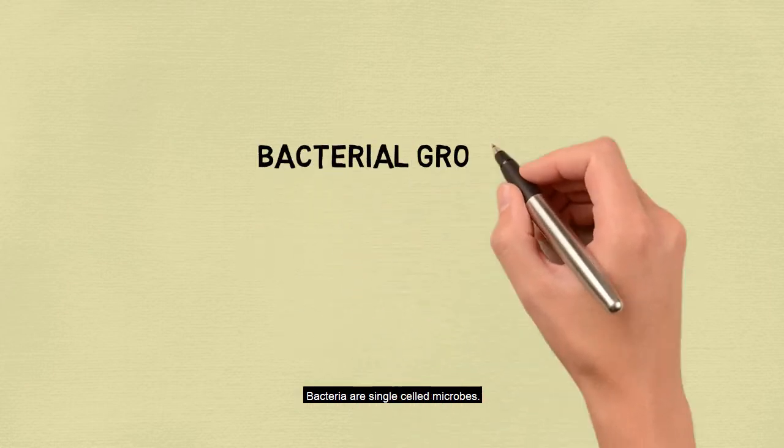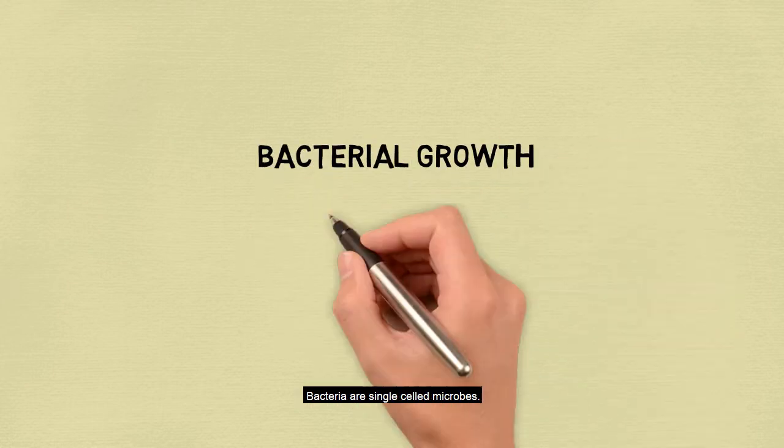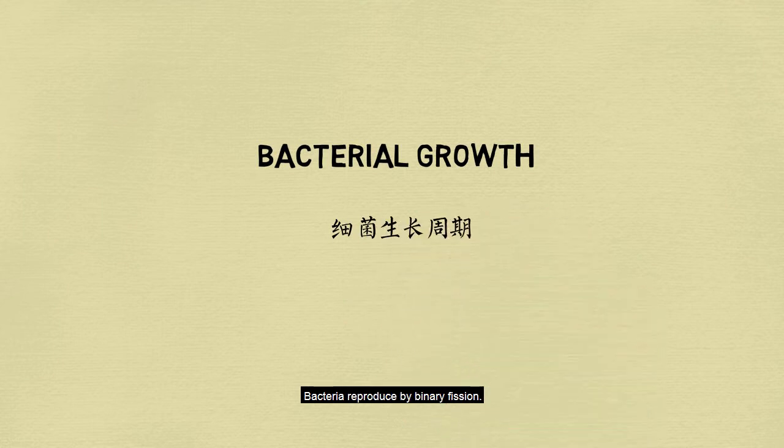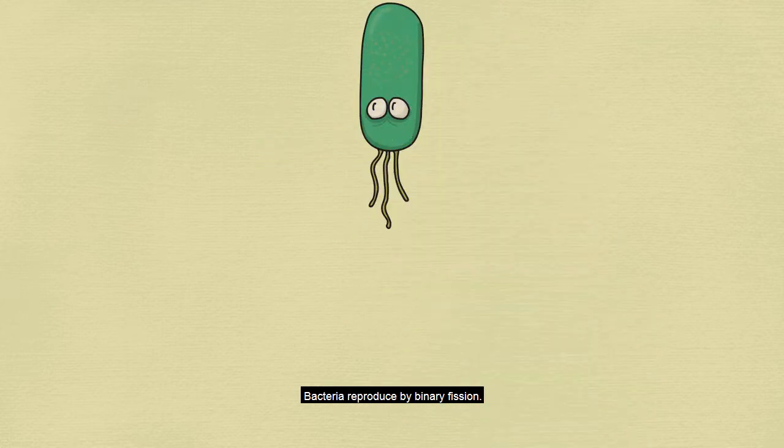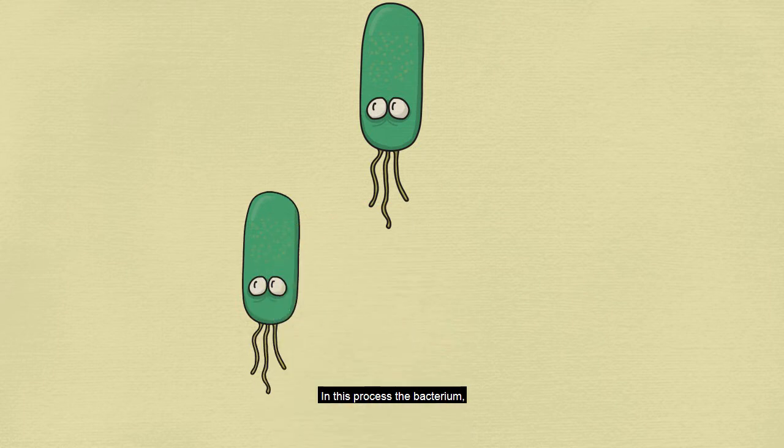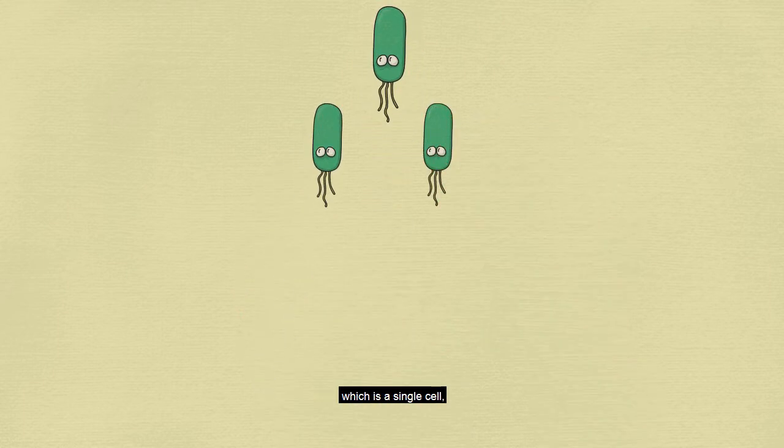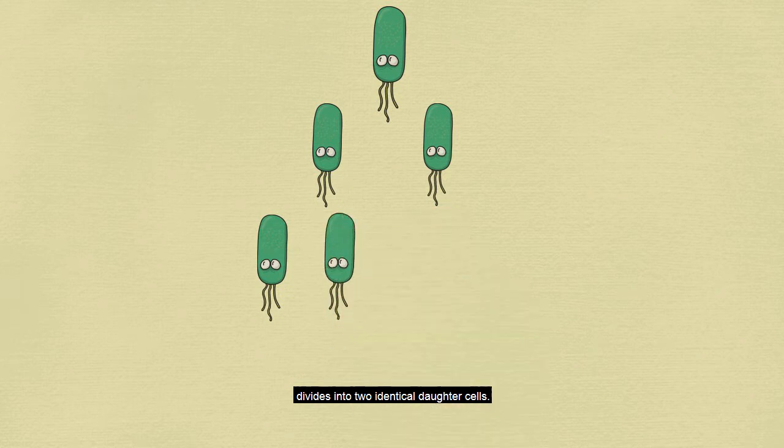Bacterial growth. Bacteria are single-celled microbes. Bacteria reproduce by binary fission. In this process, the bacterium, which is a single cell, divides into two identical daughter cells.